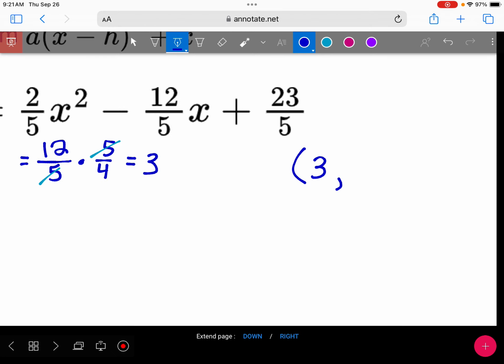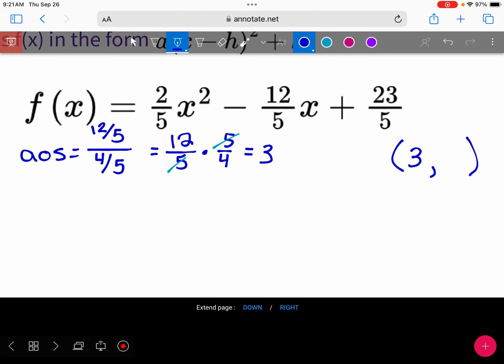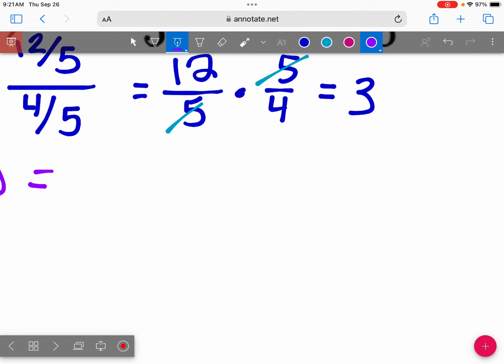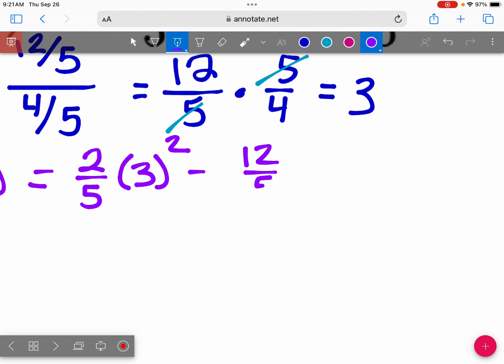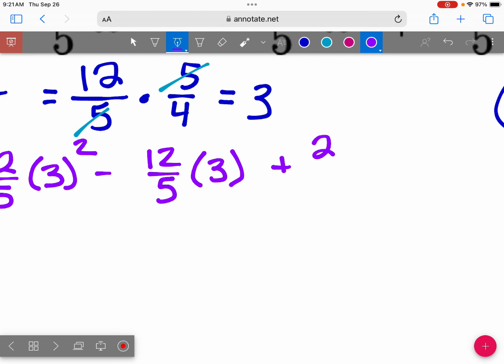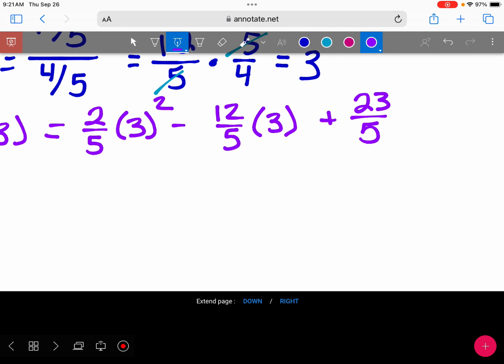So now we've got to find the y value for our vertex. So we're going to do our f of 3. So we're going to have our 2/5 times 3 squared minus 12/5 times 3 plus 23/5. Whew, lots of fifths. So let's simplify each term individually, and then we can add them together.